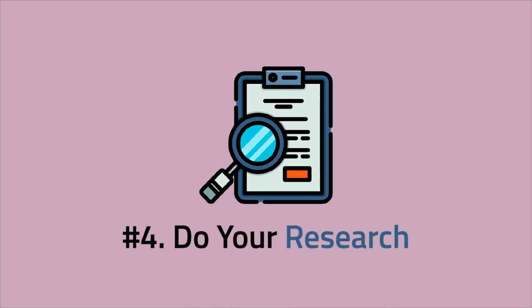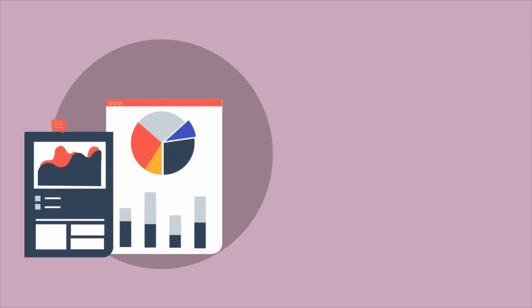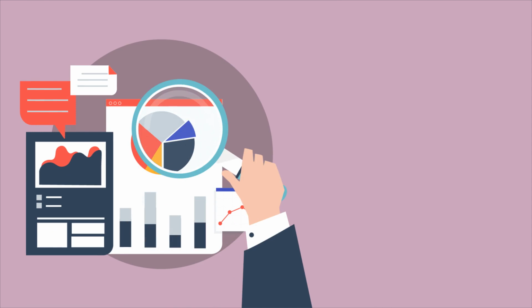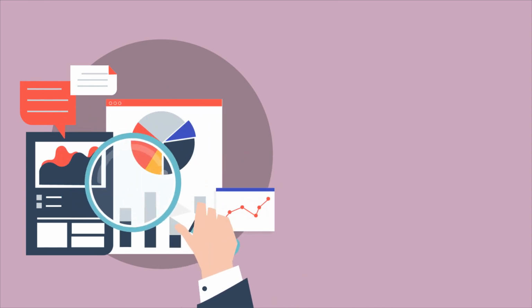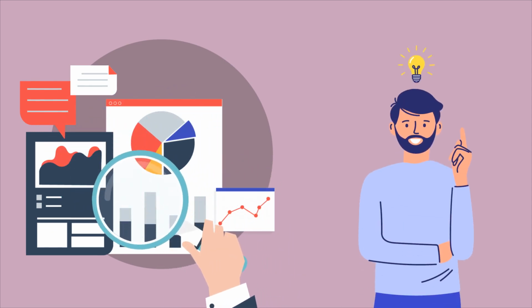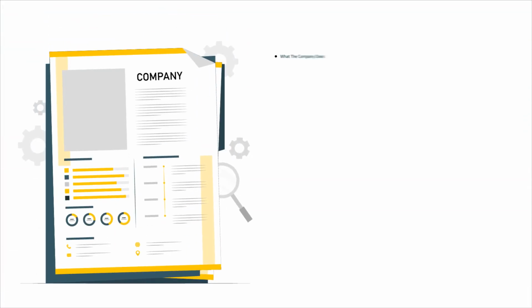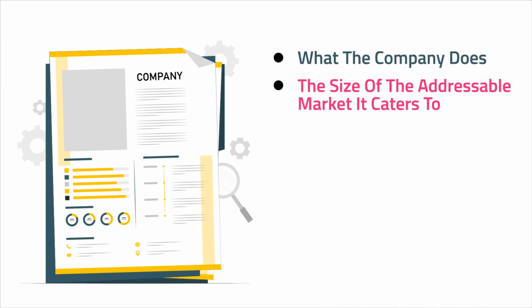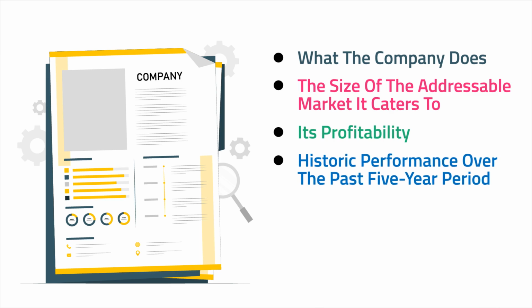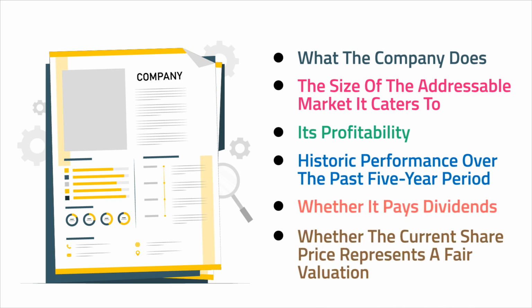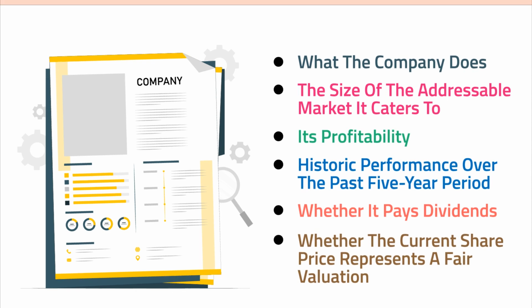4. Do your research. Next, you'll want to do your research and find investment opportunities that fall in line with the investing strategy you've chosen. The most successful investment decisions are well thought out and well researched. If you're investing in a stock, take the time to look into what the company does, the size of the addressable market it caters to, its profitability, historic performance over the past 5-year period, whether it pays dividends, and whether the current share price represents a fair valuation.